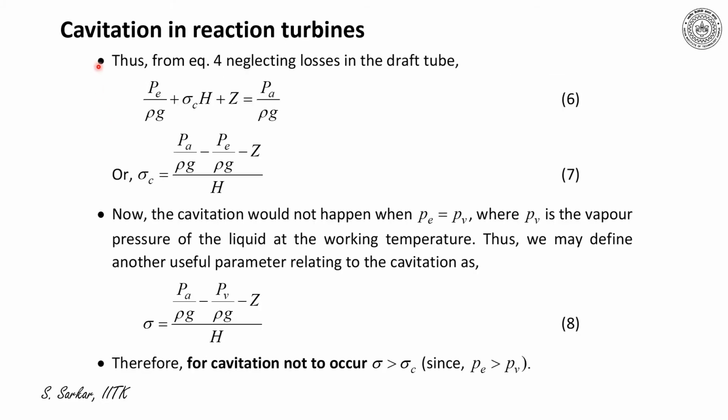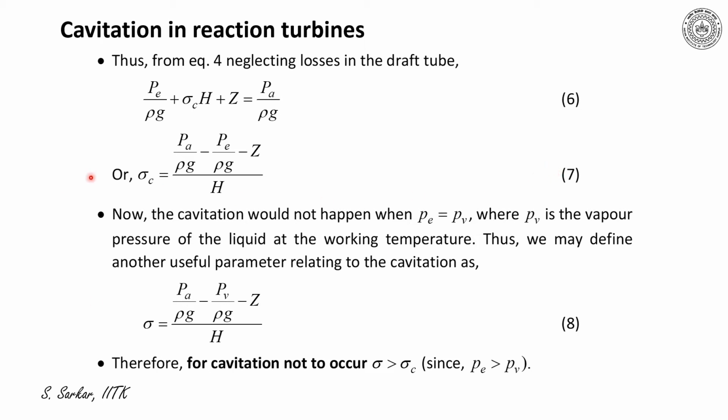Now in equation 4, replacing C squared over 2G, that is velocity head, by sigma C into H, and neglecting the losses in the draft tube, we have PE divided by rho G plus sigma C into H plus Z is equal to PA divided by rho G. Thus, we have sigma C is equal to PA divided by rho G minus PE by rho G minus Z divided by H. That's equation number 7.